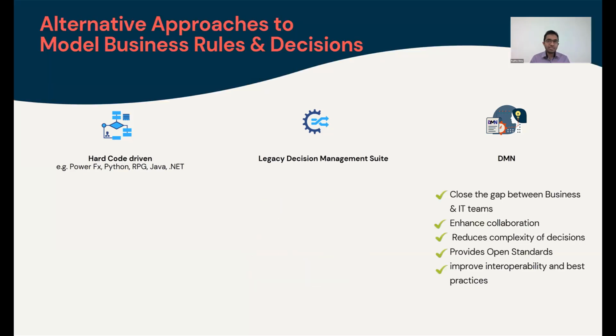In order to address those drawbacks, there is a standard called DMN. The whole purpose of DMN is to create a common language between IT and business people. Not only can they understand each other, but they can also contribute to each other. Therefore, DMN is the best option to model and execute business decisions and business rules. It reduces the complexity of decisions, and it establishes an open standard for business and IT to communicate and collaborate on a decisioning project, and it improves interoperability and best practices.